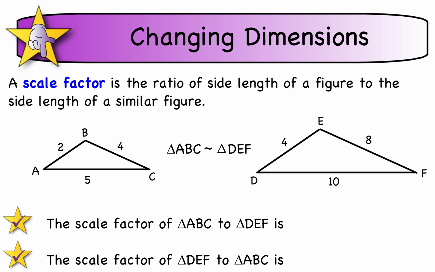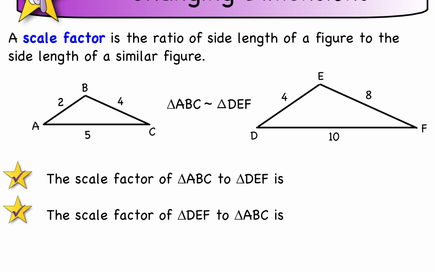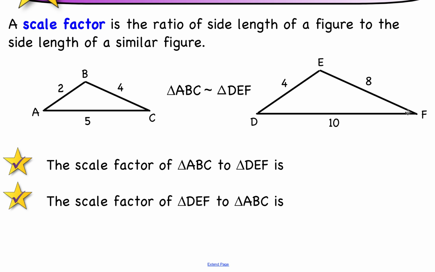A scale factor is the ratio of the side length of one figure to the side length of a similar figure. So here we have two triangles that are similar. That's what this symbol means: triangle ABC is similar to triangle DEF. And so we want to use what's called a scale factor.